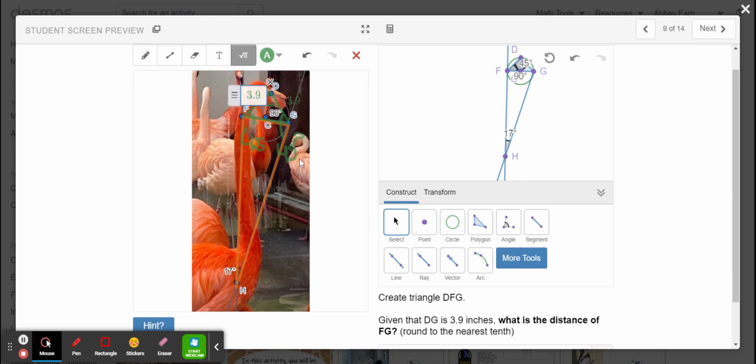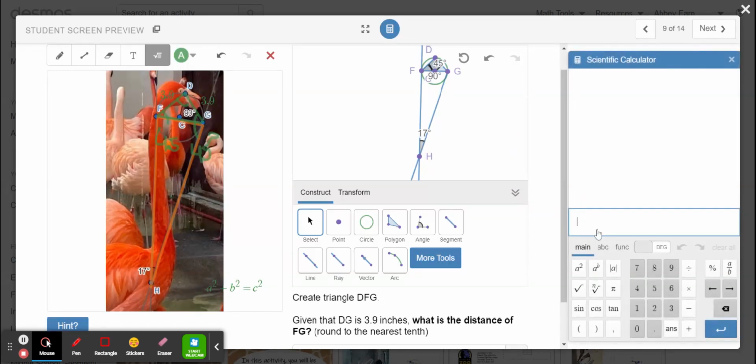Now we can use the Pythagorean theorem to find the length of FG. The Pythagorean theorem is a squared plus b squared is equal to c squared. Something you should be familiar with. All right, so we're going to use that. We're going to go to our calculator.